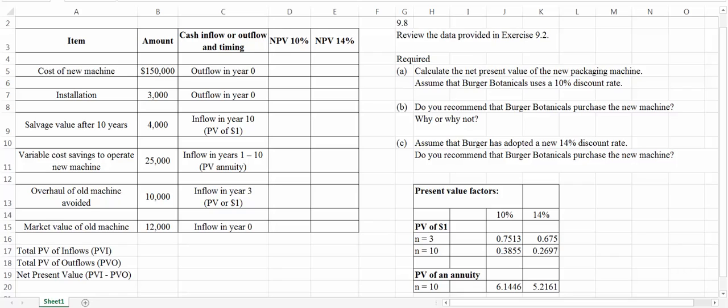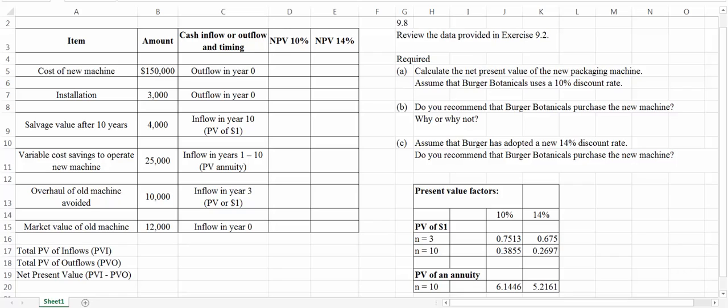Hello and welcome to this managerial accounting video where we are going to work on exercise 9.8 from your textbook, which teaches us how to calculate net present value. Net present value is a very useful concept when we're doing capital budgeting and making capital budget decisions.